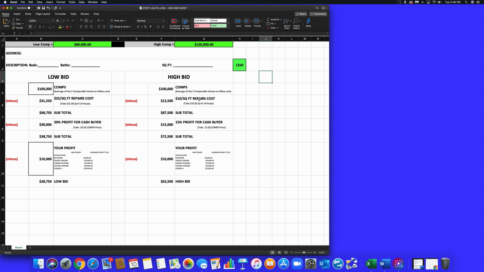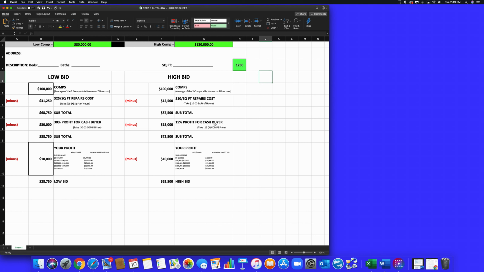High bid, $10 a square foot repair costs. Understand that's what I would call paint, carpet, rehab, repair. So simple things: paint, carpet, maybe replace a door, maybe replace a toilet, something like that. Basic repairs. That's where we get the $10 a square foot.